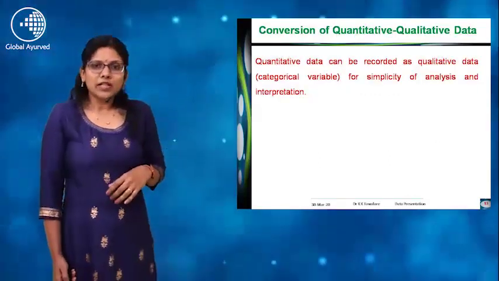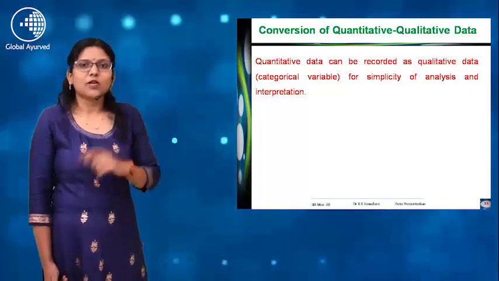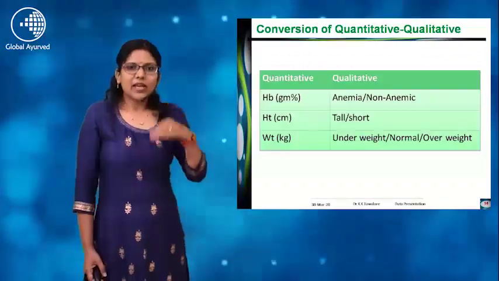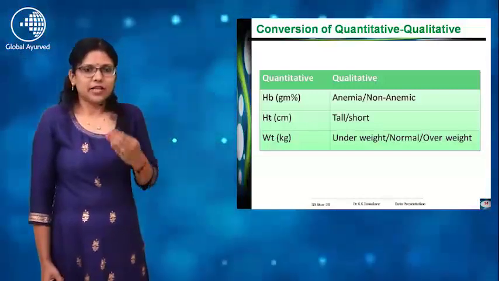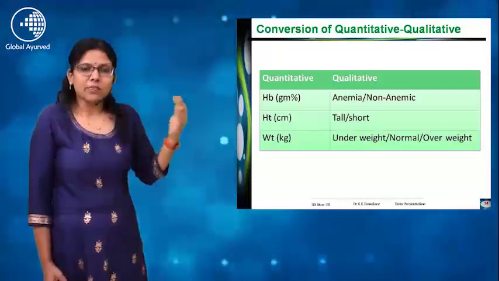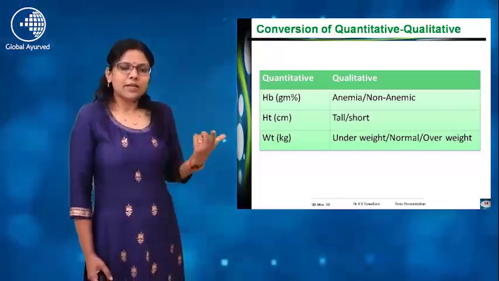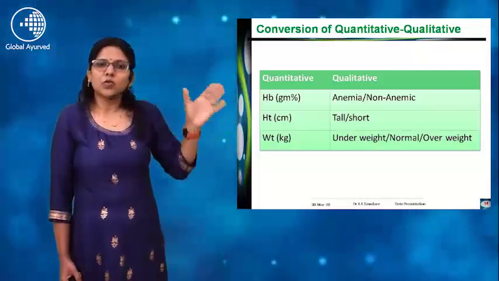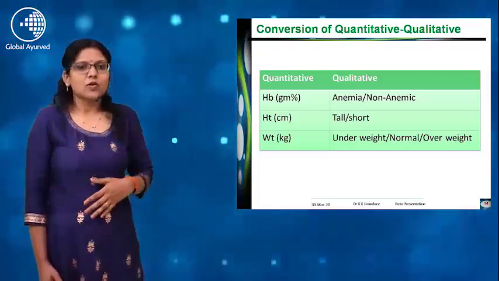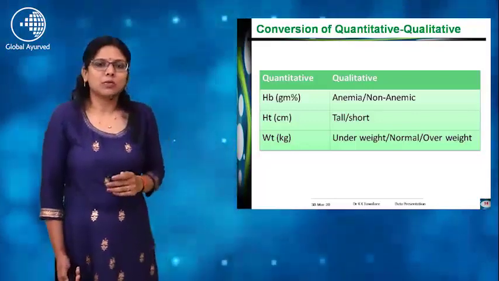Conversion of quantitative data to qualitative data. Yes, it is possible to convert quantitative data into qualitative data. We can see some examples. For example, we take the Hb of 10%. This data is quantitative. But if we convert that 10% into anemic or non-anemic, that data would be converted into qualitative data. Similarly, height can be converted into tall person, short person. Weight can be converted into underweight, normal and overweight. So it is possible to convert quantitative data into qualitative data, but vice versa there is no possibility.